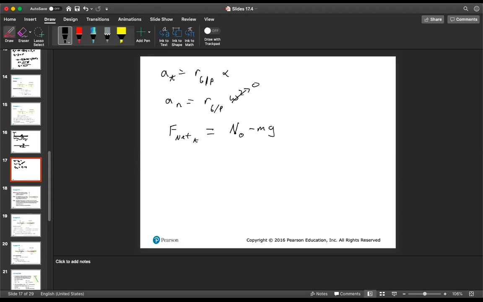All right. And we know that that must equal R times alpha. Let's just check our minus signs here to make sure I've got it right.